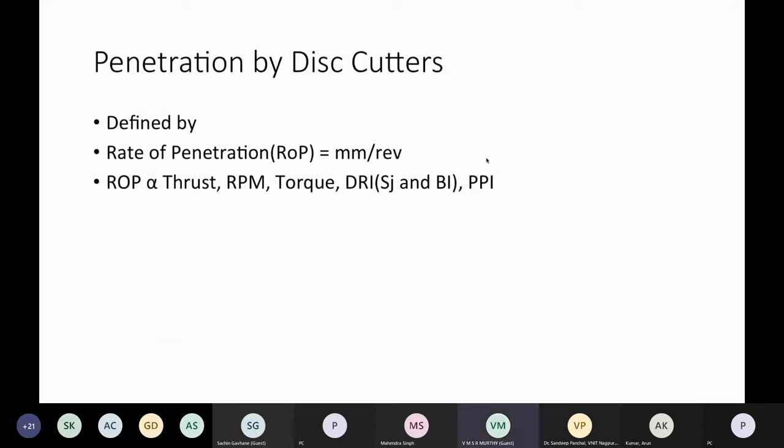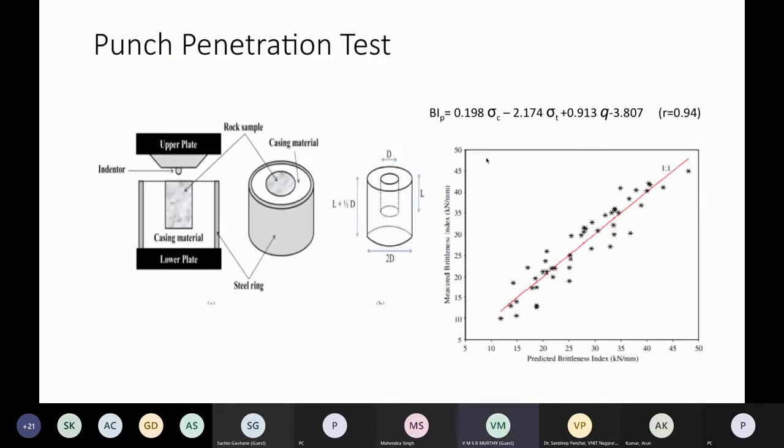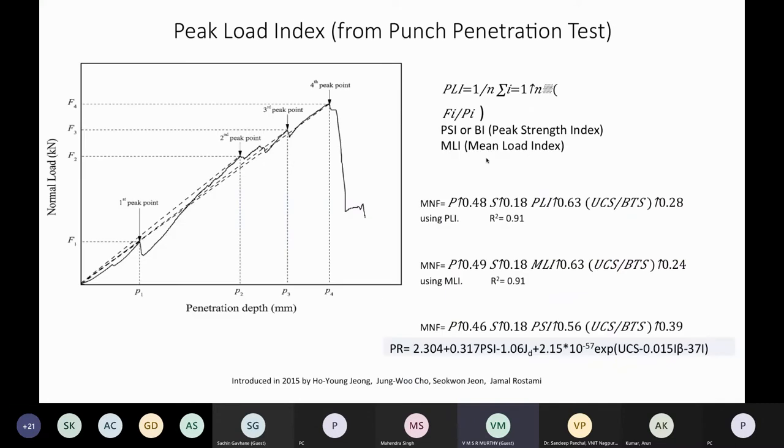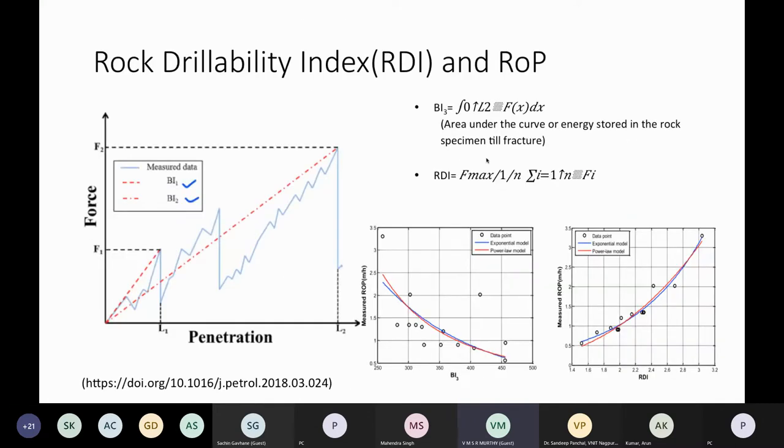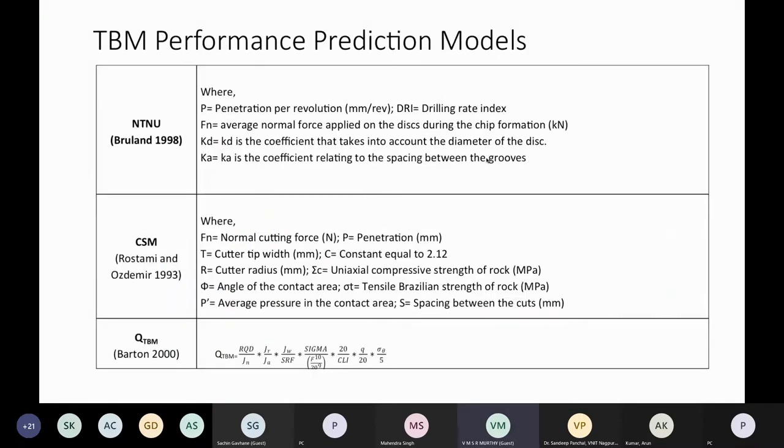So these are some of the points that I wanted to say. I think I'll leave some time for discussions later on. In the presentation I'll share with you, these are a couple of important relationships I could capture from the literature. I'll not discuss all of these, but rock drillability index is one of the recent ones that we are using, which is more of punch penetration index based. And I think these three models you are pretty well aware of, which utilize many rock properties. Therefore, we require these rock tests to be done.